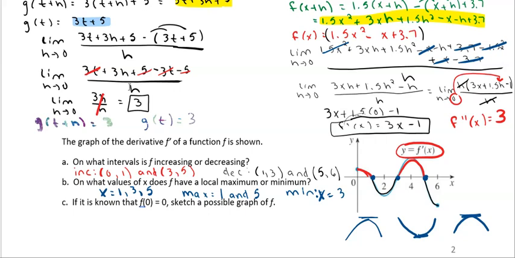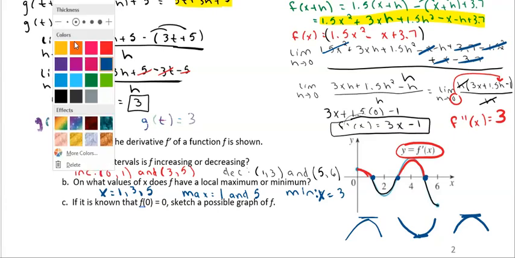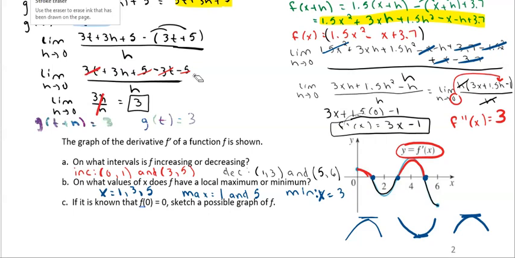If it is known that f of 0 equals 0, sketch a possible, notice it says possible, graph of f. We don't have the y scale, so we're just doing the best that we can. So what could this look like? Well, let's see if we can get a guesstimate of what it could look like. Let me get rid of this piece right here so we have a little bit more space.